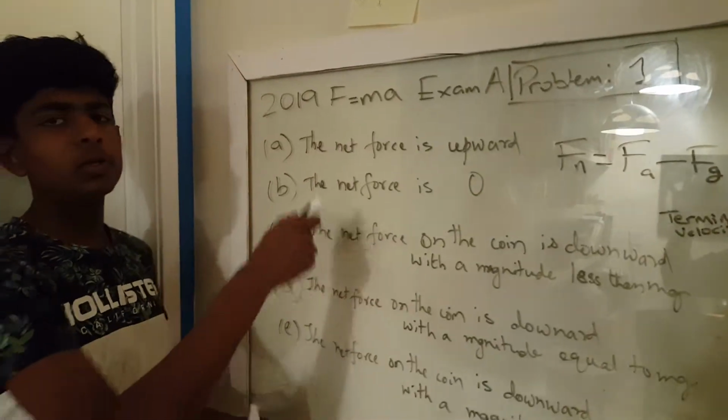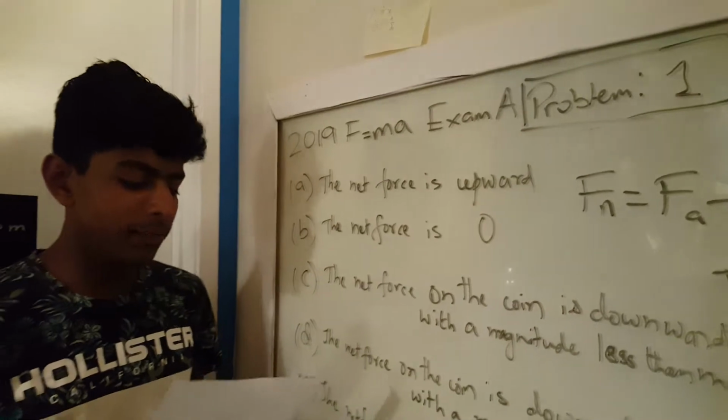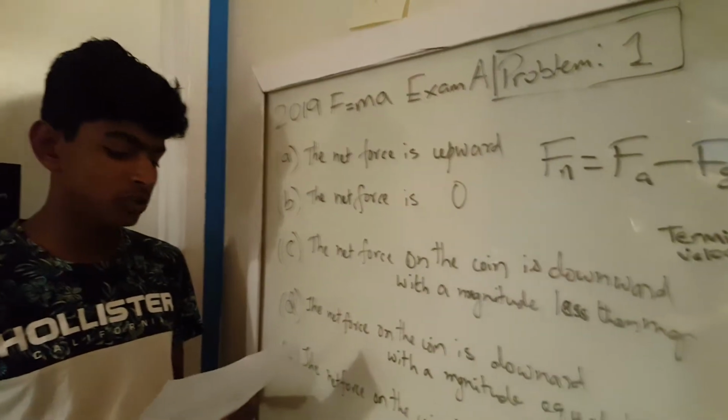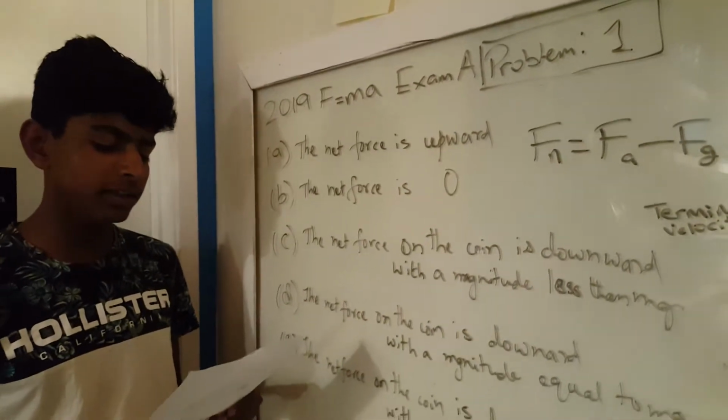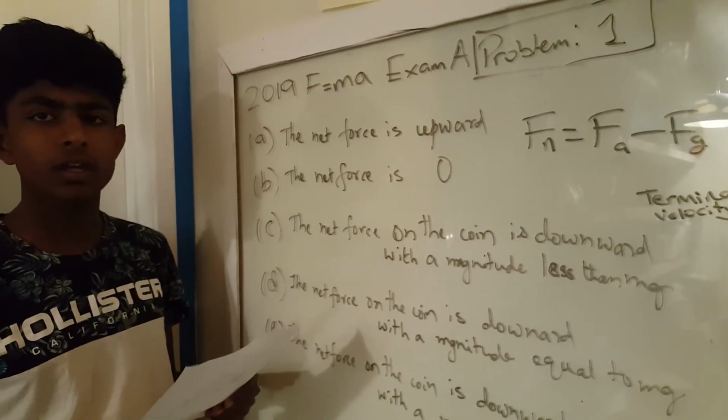Hi everyone, today we will be going over the 2019 F equals MA Exam 8 Problem 1. The problem states that a coin of mass m is dropped straight down from the top of a very tall building. As the coin approaches terminal speed, which is true of the net force on the ball?